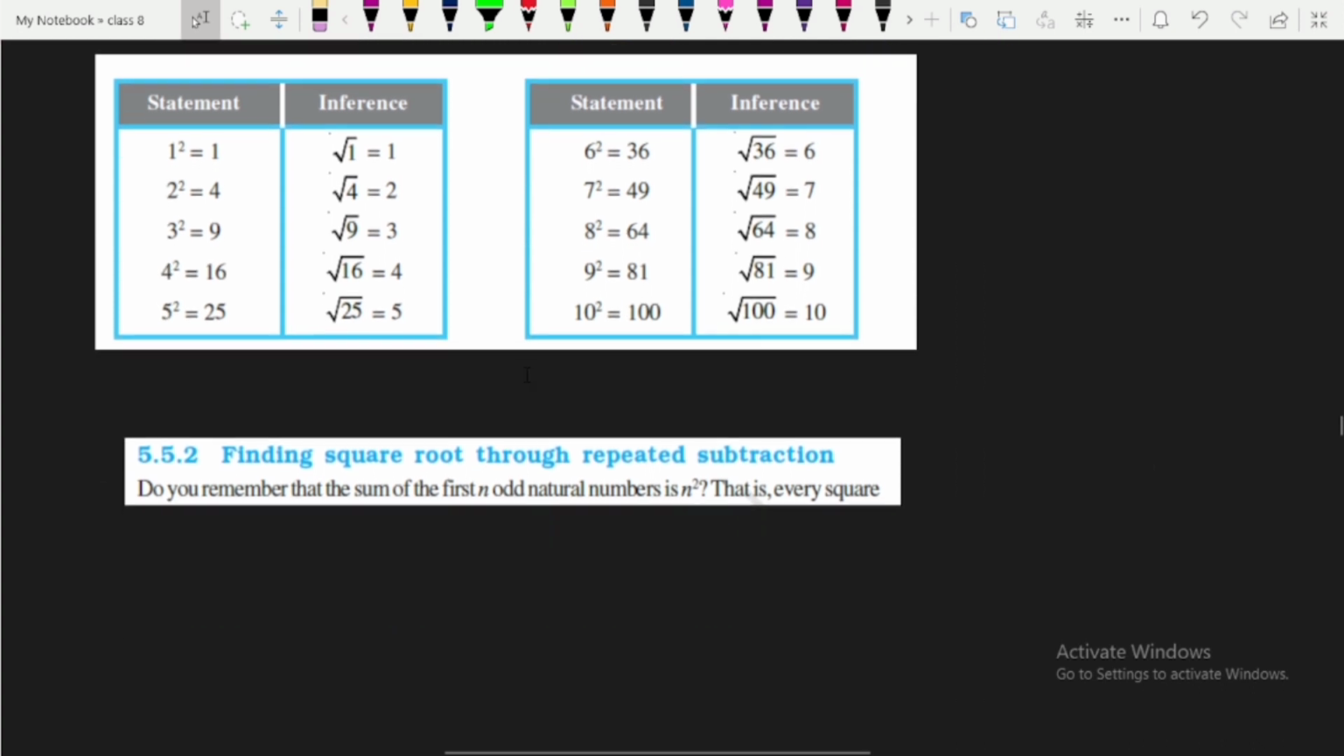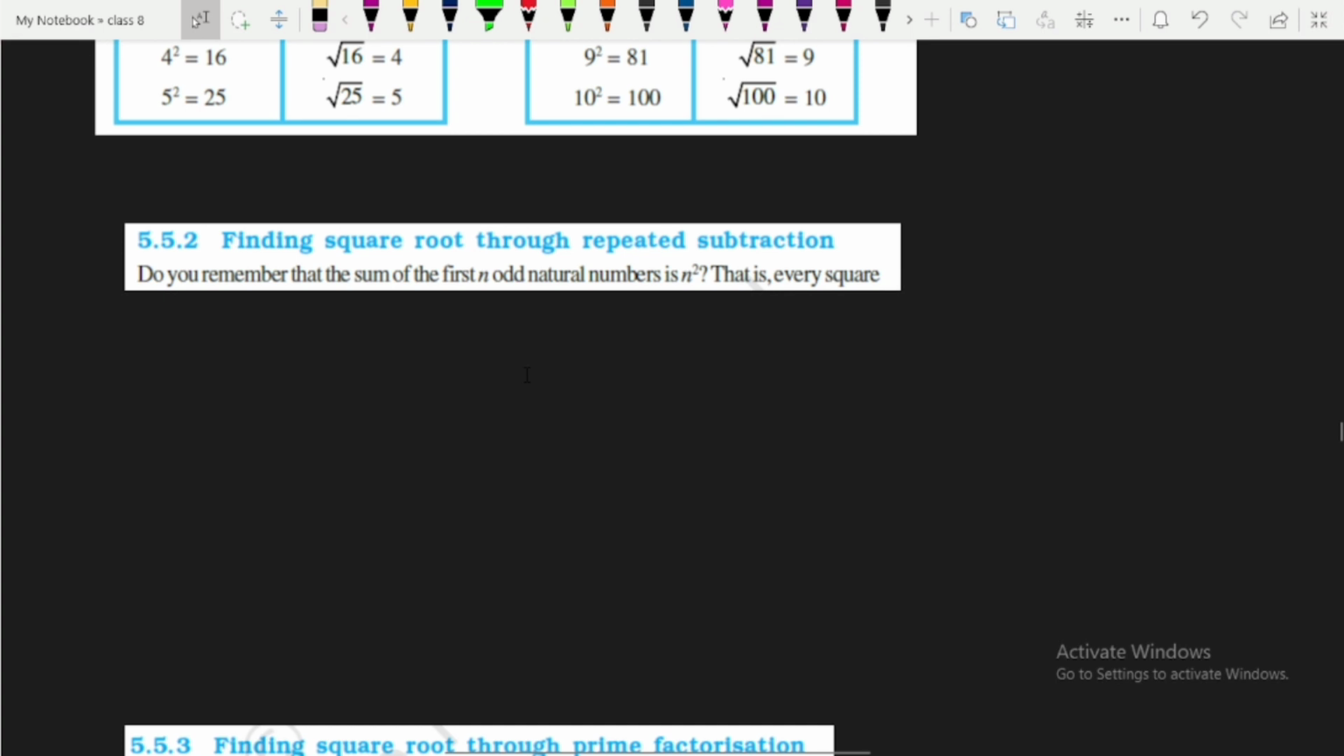Now there are different methods to find the square root. First, finding a square root by repeated subtraction. In the last lectures we saw that any perfect square number, for example 4, can be expressed as 1 plus 3. The sum of the first n odd numbers is n squared. If you add two odd numbers starting from 1, it will be 2 squared.